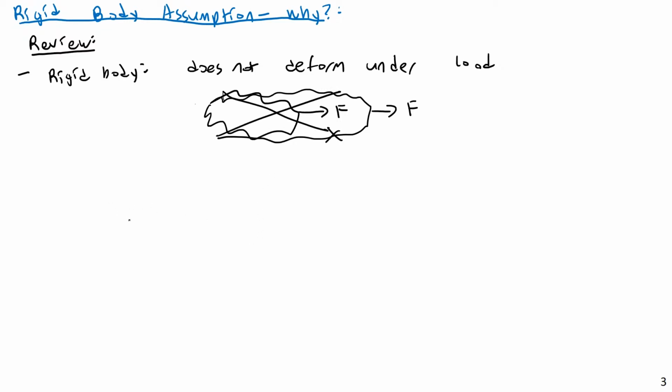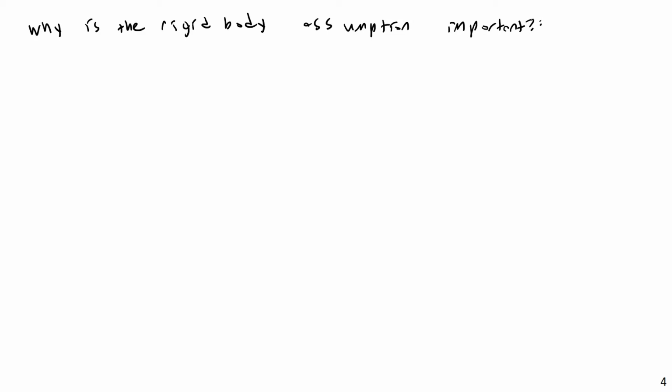We discussed previously what the rigid body assumption is, but I've never really discussed why that is important for engineering statics. So, why is the rigid body assumption important? As we'll see in later examples, we are going to explore how forces distribute in objects of size.